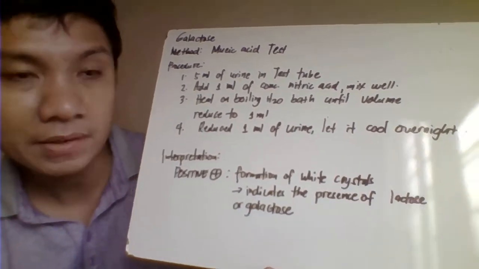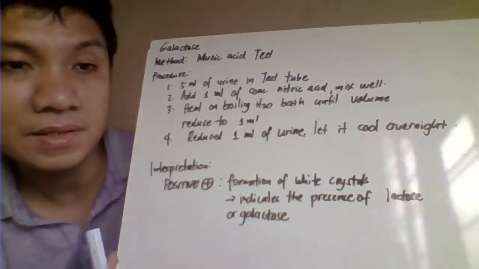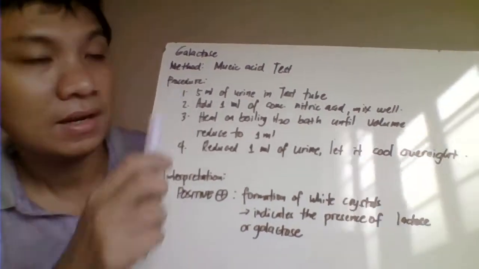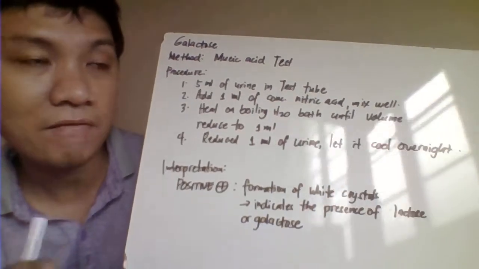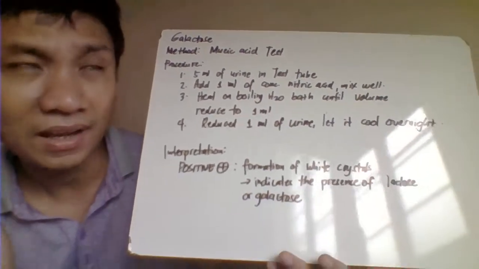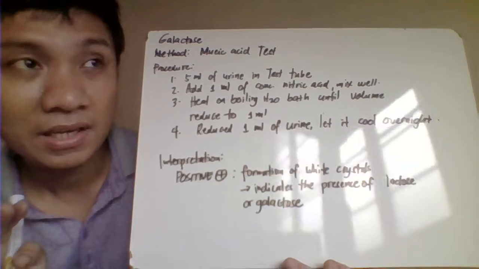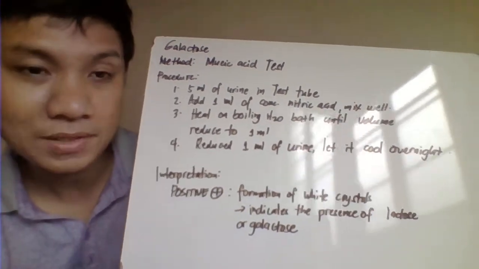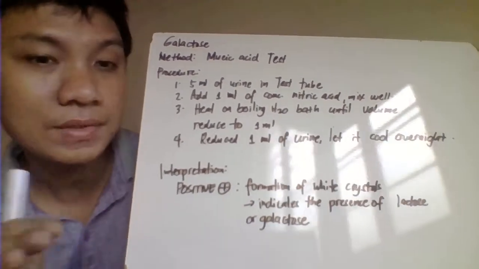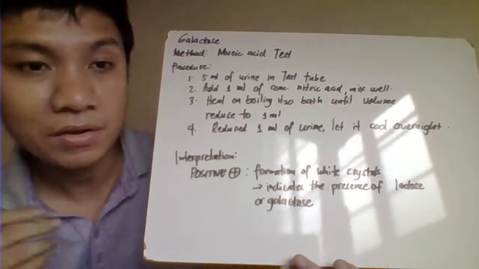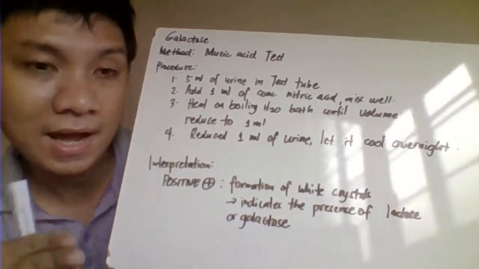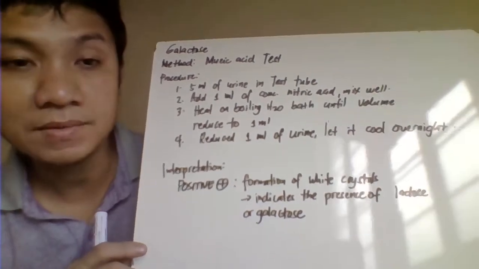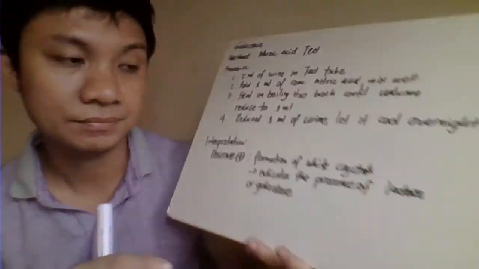So the formation of white crystals here would identify the presence of lactose or even galactose. Remember that your lactose comes from galactose. Your lactose is broken down to glucose and galactose. So if the urine contains lactose, or even the galactose itself already hydrolyzed, it will give a positive result with your mucic acid test.